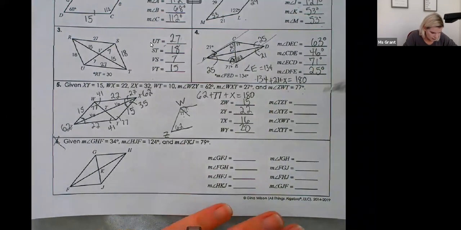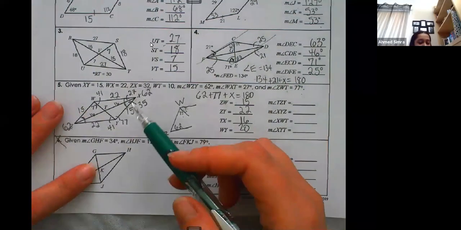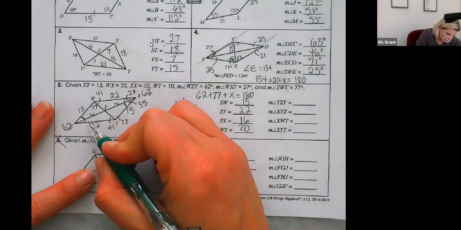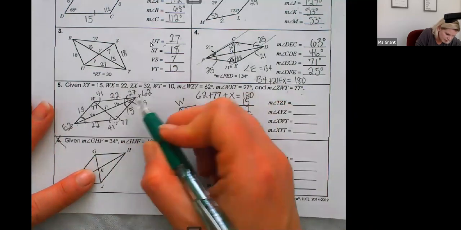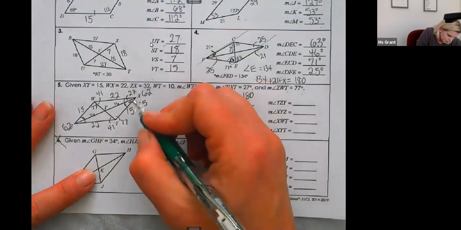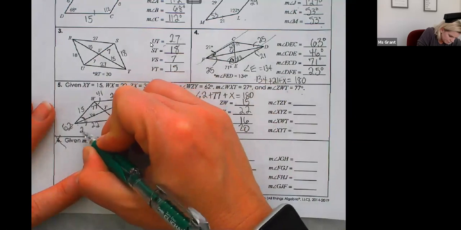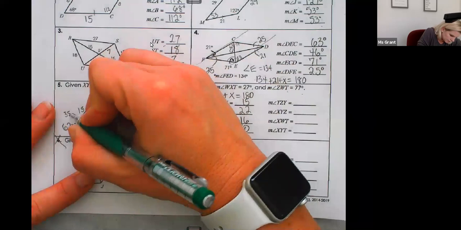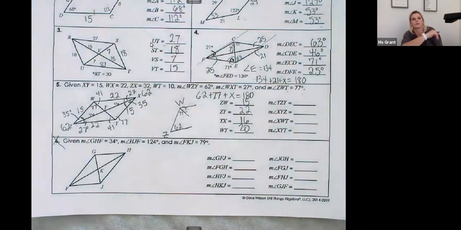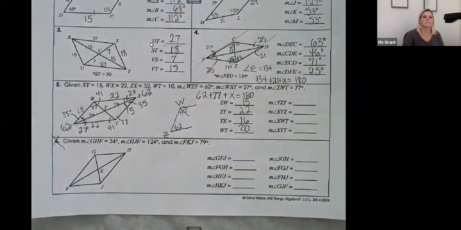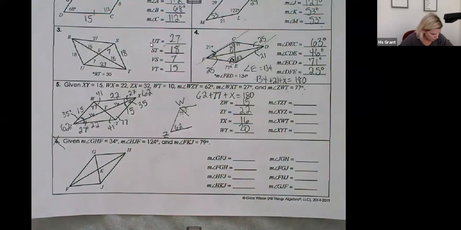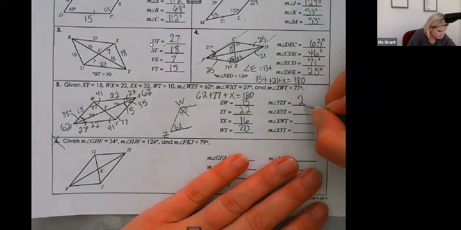Okay. TZY. It's this lower angle. Oh, alternate interior angles, 35 and 27. 27 is down here. 35 degrees is up here. Okay. TZY, 27 degrees.